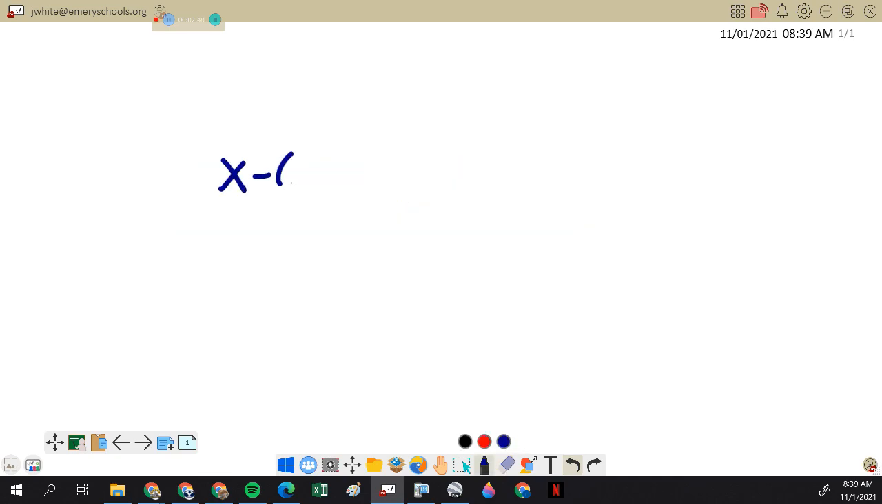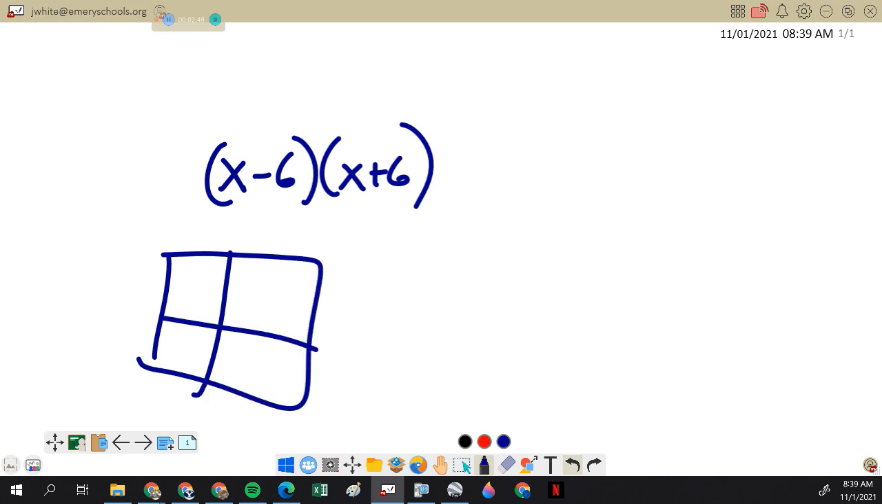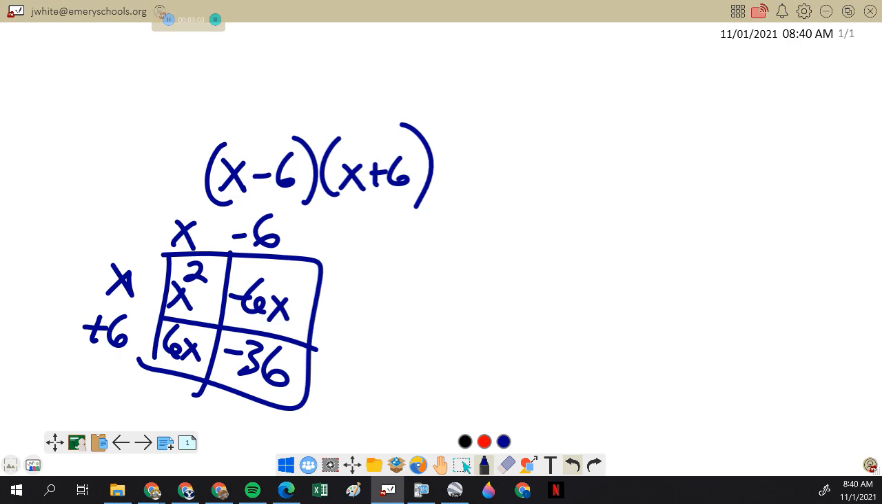What about x minus 6 times x plus 6? What's going to happen here? Well, we put x minus 6 on one side and x plus 6 on another, and we get x squared minus 6x, positive 6x, and negative 36. And what happens when we simplify that? Those disappear. They cancel each other. We get x squared minus 36.